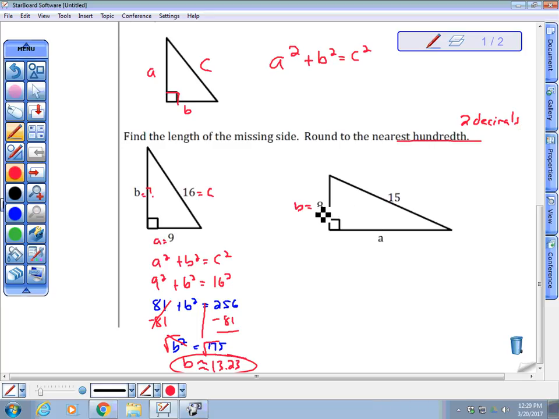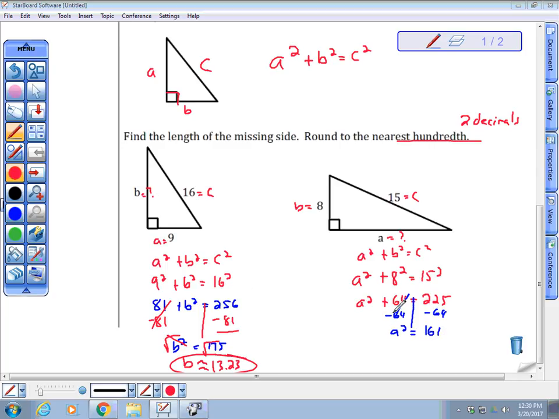Alright, this is the next one. B equals 8, A equals an unknown, and 15 equals C. So again, A squared plus B squared equals C squared. So we'll have A squared is the unknown plus 8 instead of B, and 15 instead of C. Squaring this, you're going to get A squared plus 64 equals 225. Subtract 64 to both sides. We'll have A squared equals 161. Square root both sides, you get A is approximately 12.69.